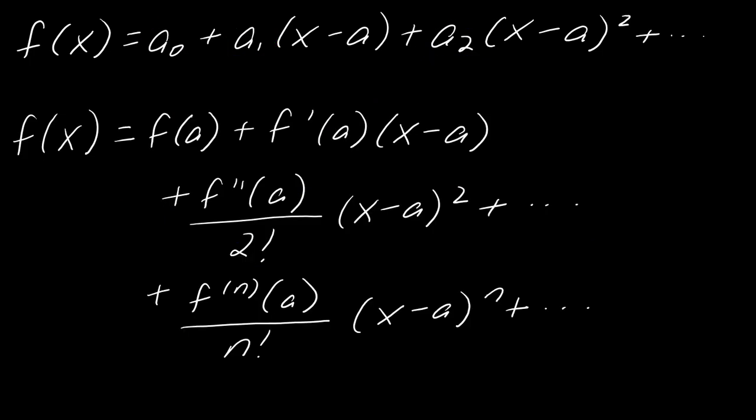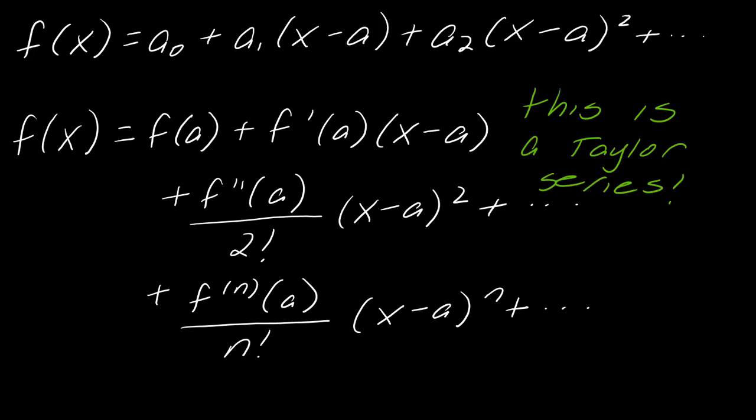So what I'm going to do now is go through, and for each of these, I'm going to replace it with the formula that I have. So my a sub 0 would just be f of a. My a sub 1 by that formula should be f prime of a. My a sub 2 is going to be f double prime of a over 2 factorial. And then we can just continue this pattern. So the a sub n will be the nth derivative of f at a divided by n factorial, and so on and so forth. Okay, so this is another way that we can state this.